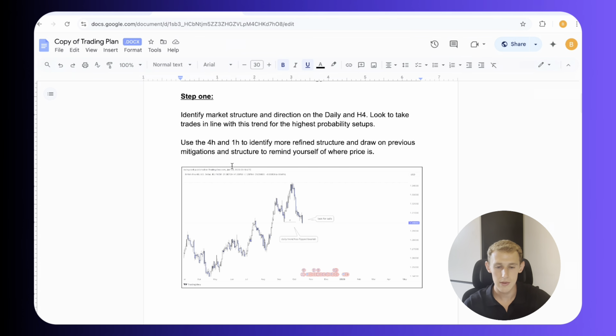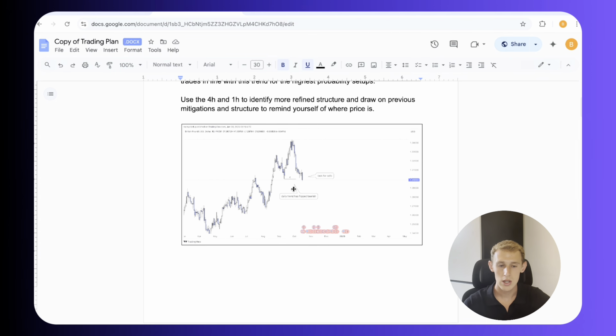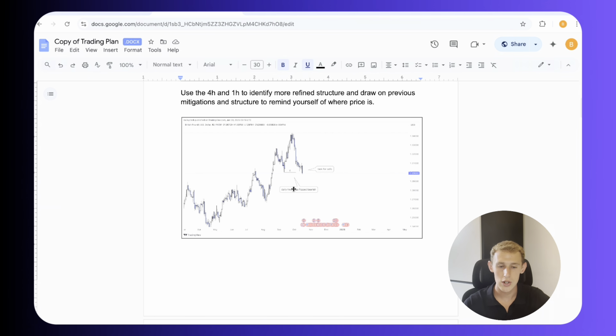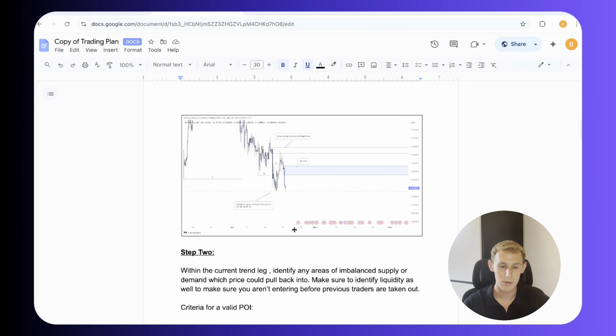Now, after we've done that, the daily and 4-hour give us a more general directional bias and a more general view of where price is likely to head, but we want to drop down to the lower time frames such as the 1 hour to identify any of the more refined structure and levels that we can't see on the daily and 4-hour because they're less refined. So on the 4-hour and 1 hour, we're also drawing on any of the refined structure and any of the previous mitigations. By a mitigation, I mean an area that price has previously reacted from.